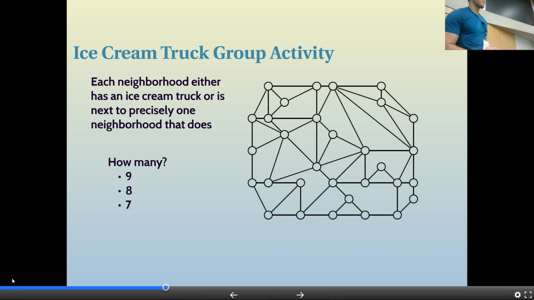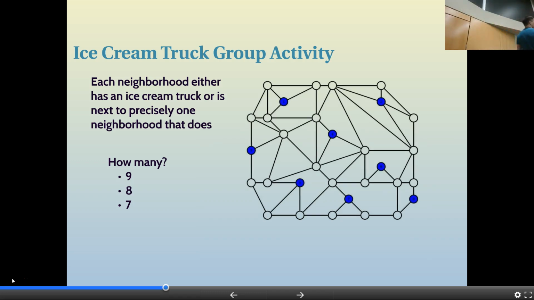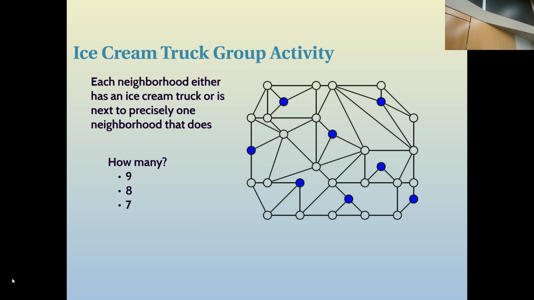Okay, I'm going to pop up the solution, and you can rejigger your chips to match it, so that you can show to yourself that a solution does exist that meets these constraints. And those are the nodes. That is the dominating set for this graph. So every neighborhood in this graph either has an ice cream truck in it or is next to exactly one node with an ice cream truck. Okay. So take a look at that.